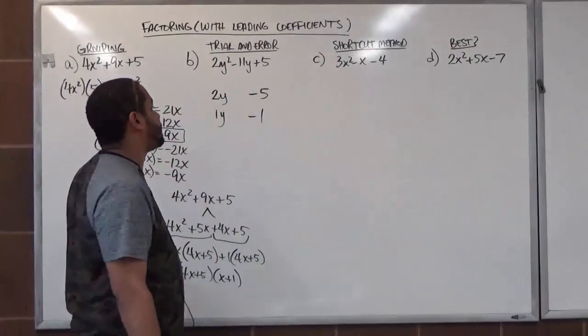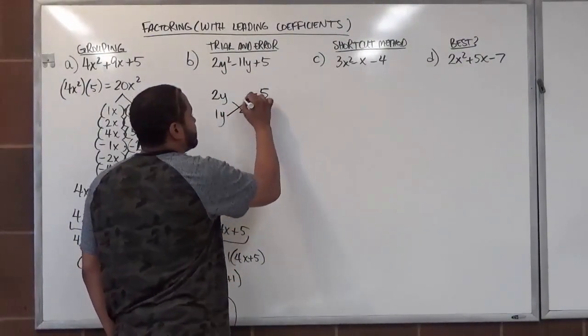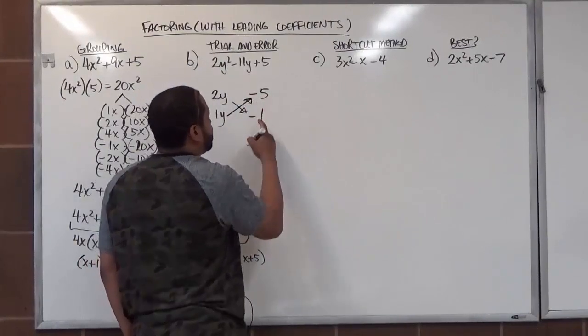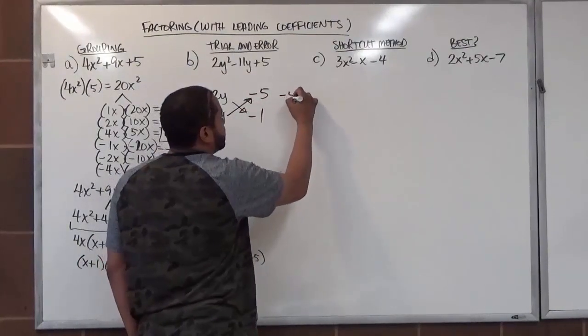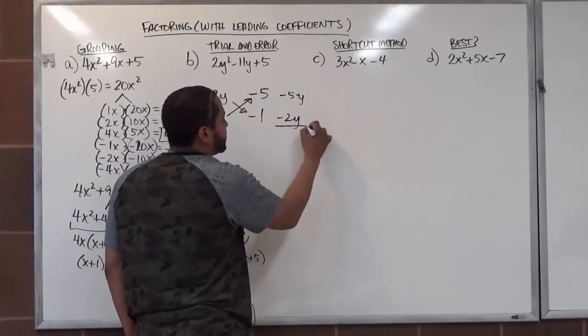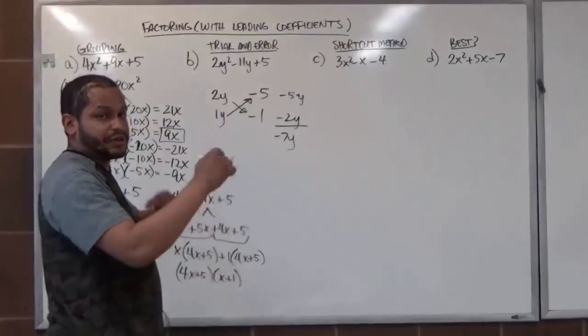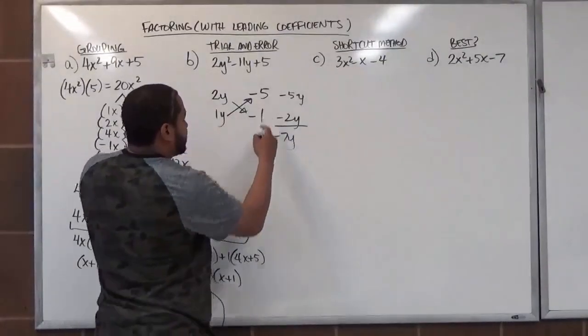And it's negative 11y. So if we do 2y's times negative 1 and 1y times negative 5, the results we get are going to be negative 2y's and also negative 5y's. And when we sum this up, we get negative 7y's. And that doesn't work out for us. So what we want to do is try this again and rearrange the factors.